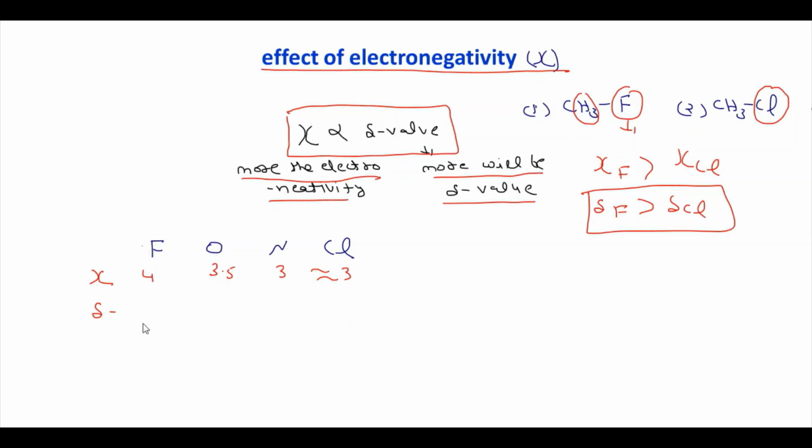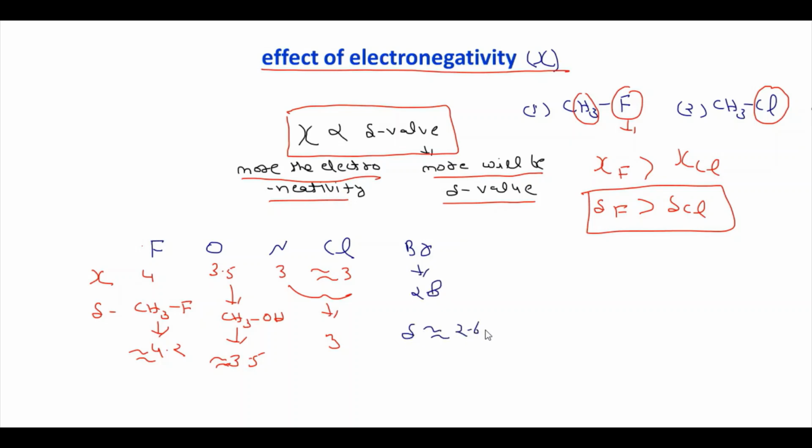If it is connected as in CH3F, then the delta value of this will be approximately 4.2, and if it is connected as in CH3OH, then the delta value of this will be 3.5. These are approximate values, not the real values. Okay, and nitrogen and chlorine both have a similar value, approximately 3. Bromine is also left. Bromine has an electronegativity of 2.8, so its delta value will be 2.6 to 2.8.